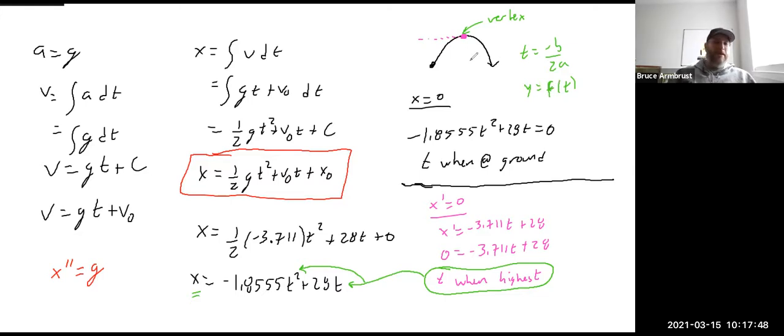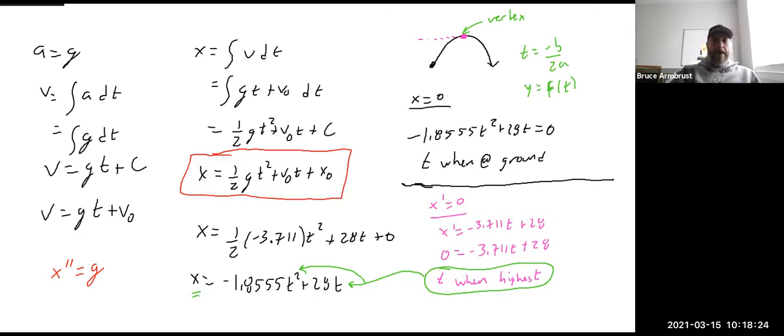So you can actually get away with this without calculus, using your pre-calc tricks because it's a quadratic. But to be fair, this pre-calc trick actually comes from calculus. Think about what Bruno put in the chat box for calculating the t, negative 28 over negative 3.711. That's negative b over 2a. So everything old is new again, as they say.